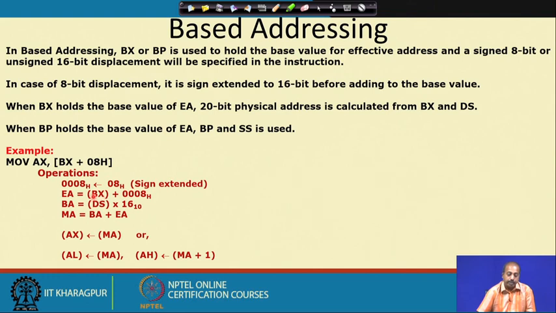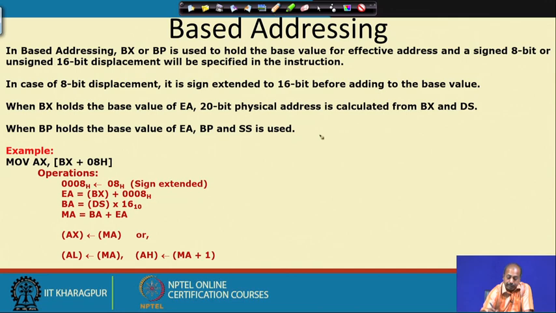So, this effective address is BX plus this value. If the content of BX is say 1000, then after this addition the effective address will become 1008. The base address is DS into 16, and the memory address that is generated is this base address plus this effective address. Then this AX register will get the content of the memory location whose address is this memory address MA, or you can say that AL gets the content of MA and AH gets the content of MA plus 1.